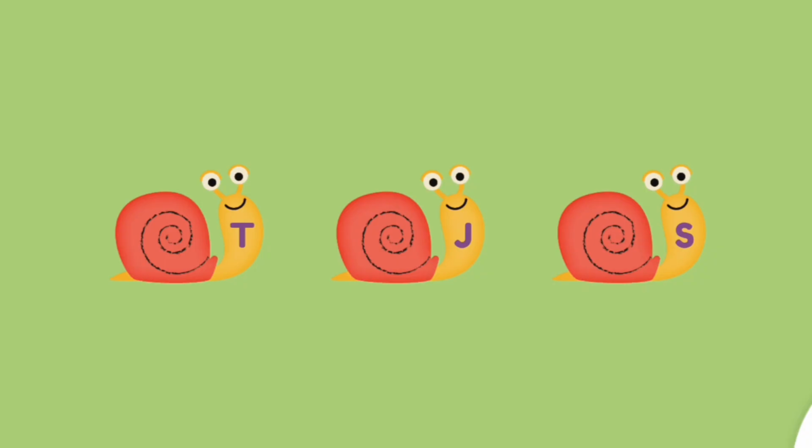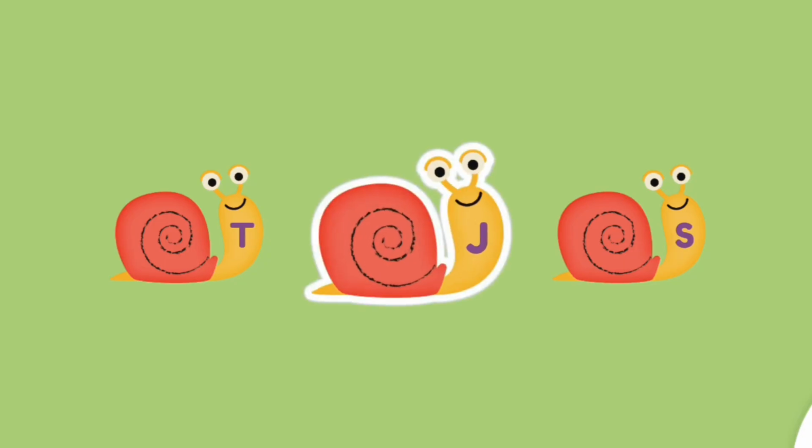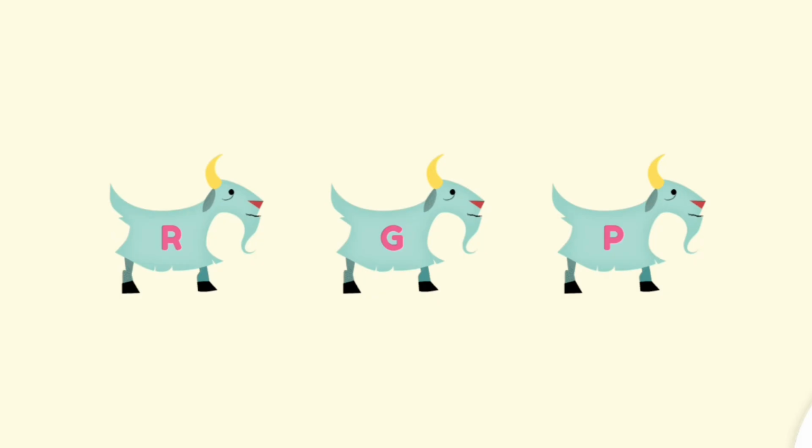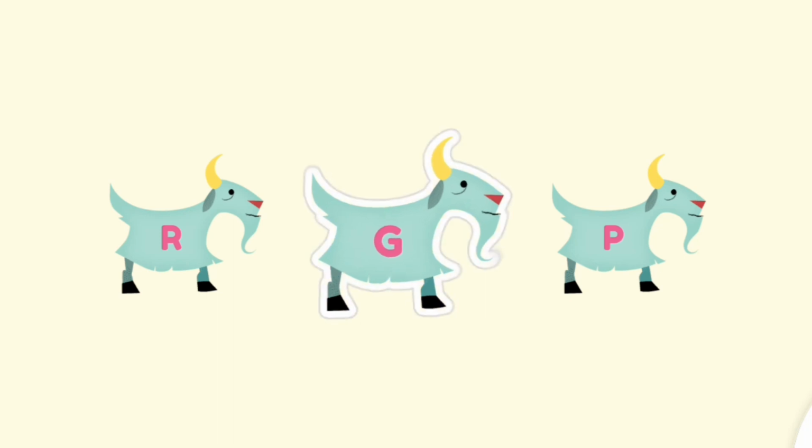Which one has the letter J? Tap it. J. Super duper! Which one has the letter G? Tap it. G. Sweet!